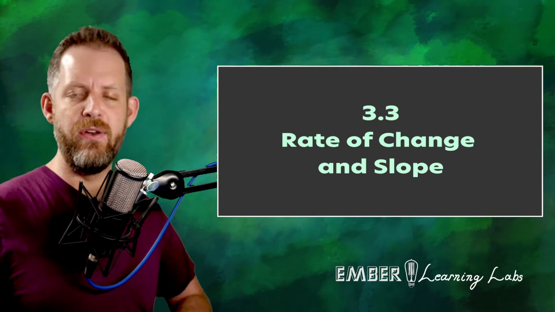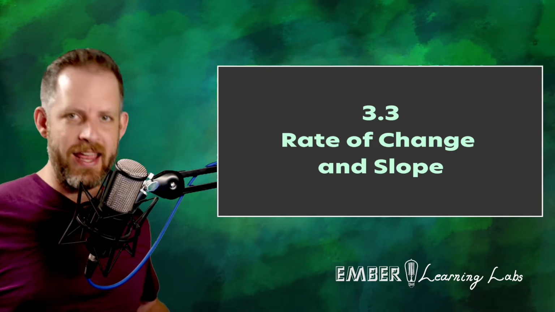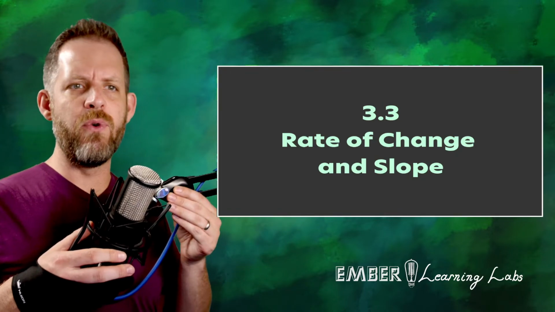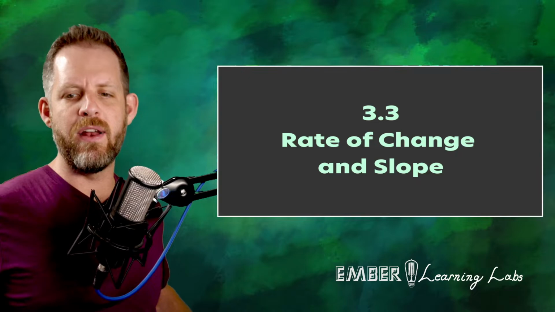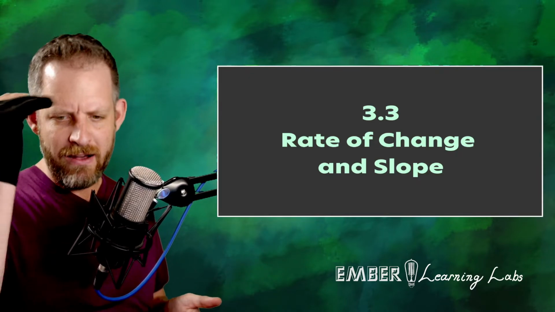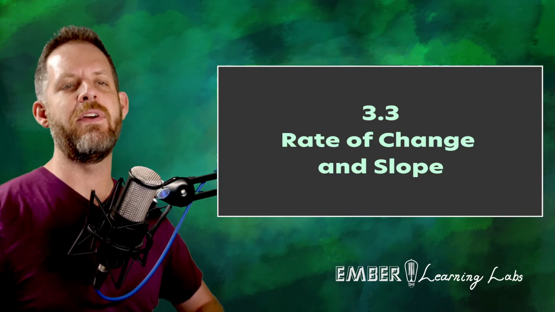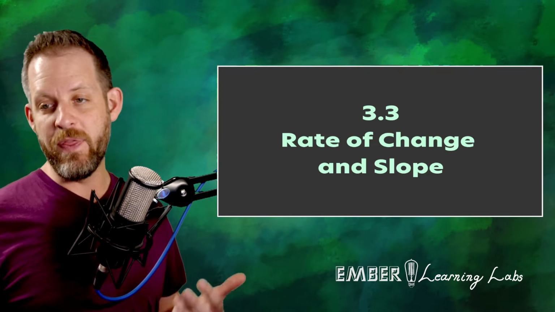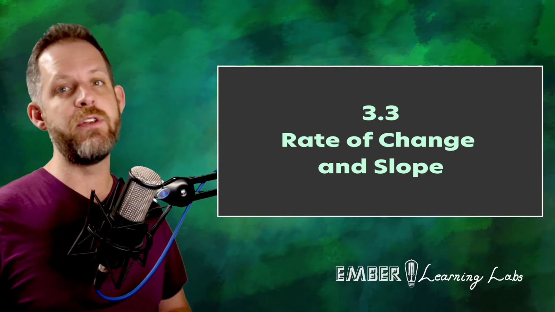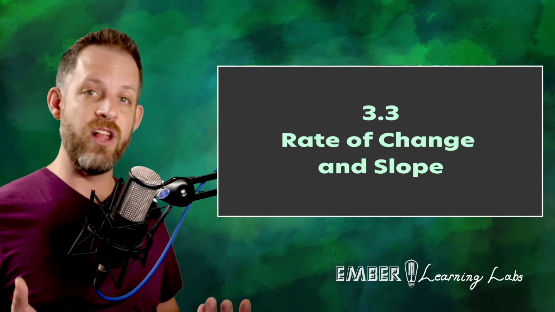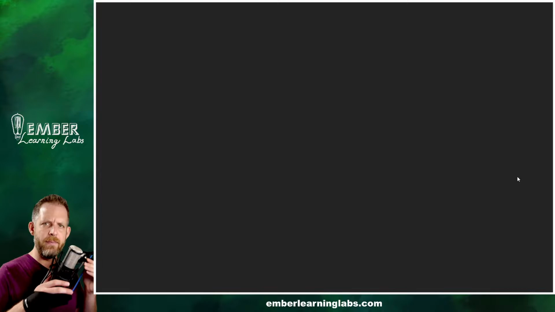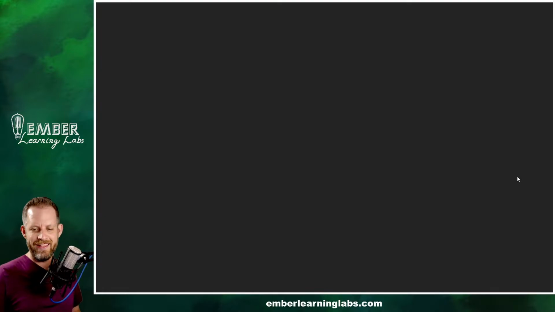It's a pretty short unit because we're hitting some big concepts, and then we're going to put some details on that with all kinds of different problem types in the next unit. In this lesson, we're going to talk about rate of change and slope. We're still talking about linear functions, but this time we're talking about how slanted they are.